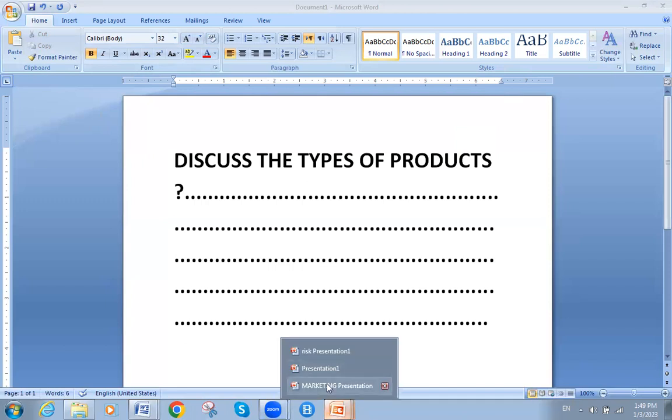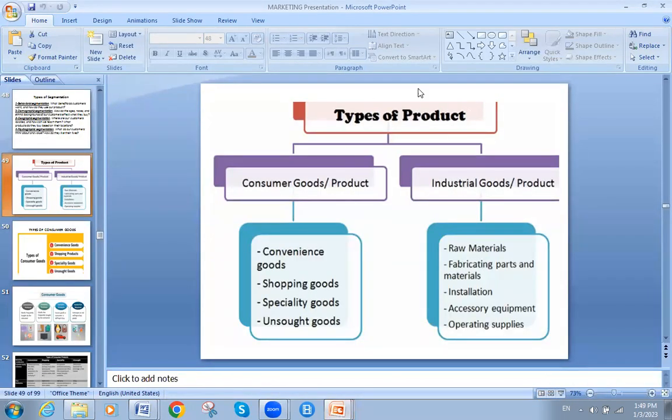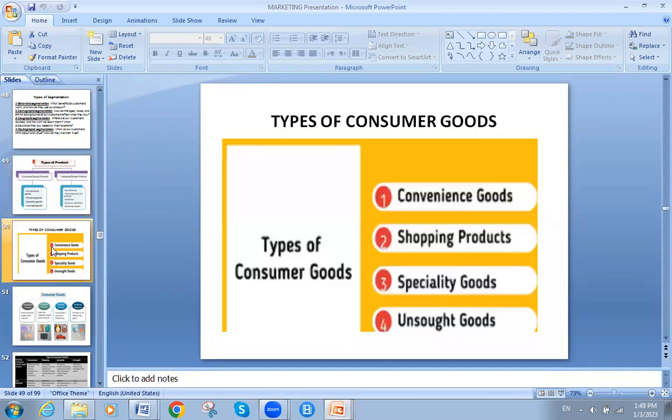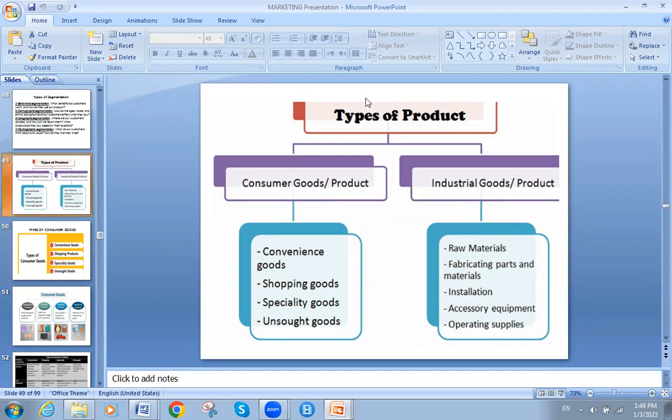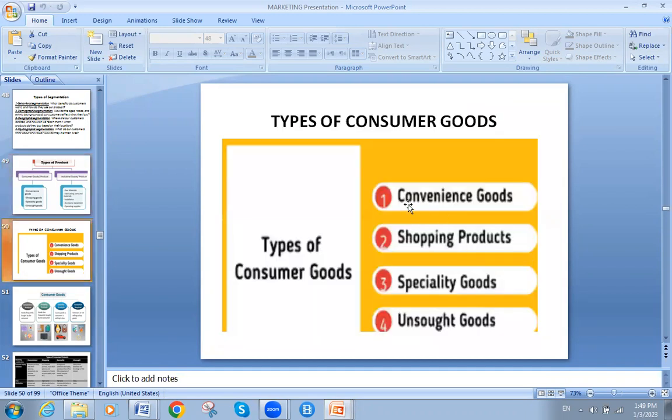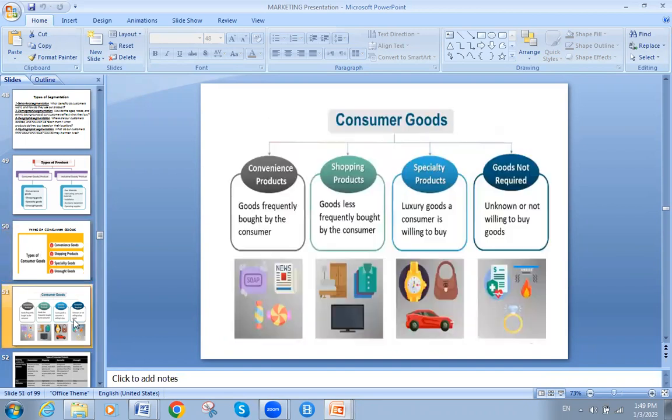Once more, before we leave this presentation, we talked about the types of products today, the consumer goods and the industrial goods, and the difference between them. We then moved to consumer goods, which are a part of all the products, and their types: convenience goods, shopping products, special goods, and unsought goods. For convenience products we gave examples like the newspaper and soap. Shopping products are like shirts and pants, related to style and fashion.